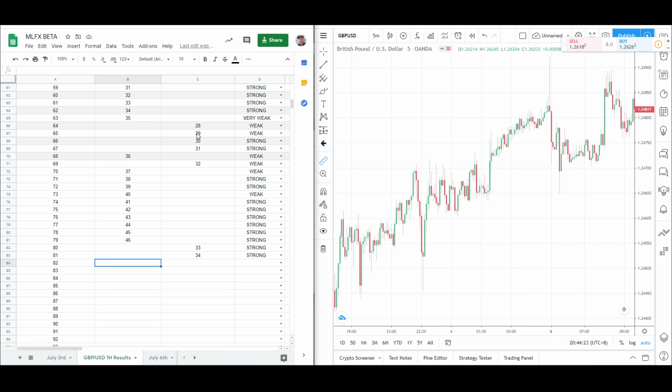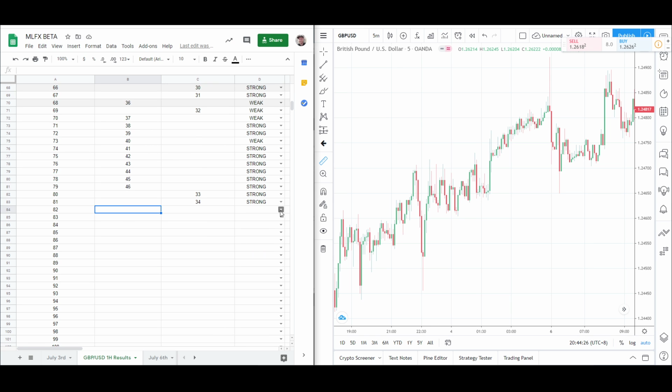Wow, so only one loser in that period we just looked at. And it was 1, 2, 3, 4, 5, 6, 7, 8, 9 strong and 1 very weak. Five, 8, 9, and we got 47, 48, then 2 more, 49, 50, first loss there, 35.